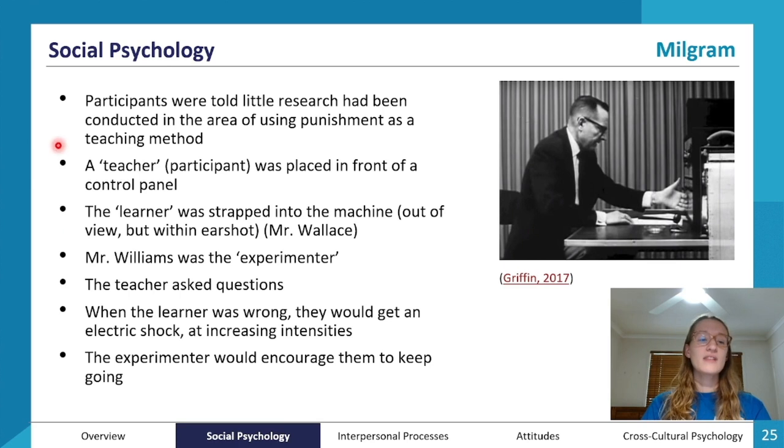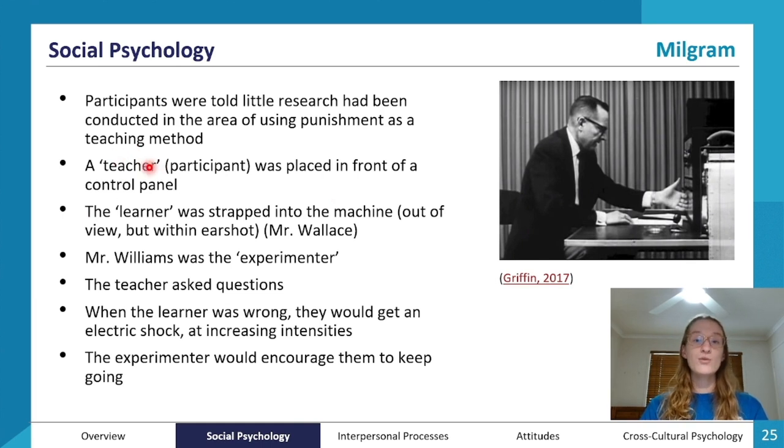The interesting thing here, to give a little bit more context, is that we have a teacher and we have a learner. The teacher is the actual participant. They were allocated to the role of the teacher, but they were told that the learner was also a participant and that they'd been randomly allocated to these two roles. But it was rigged every time, even though they didn't know it. The learner was always Mr. Wallace, a planted confederate, and he was strapped into the machine.